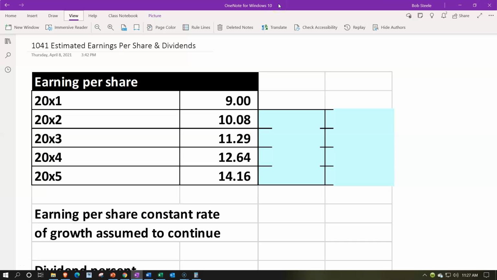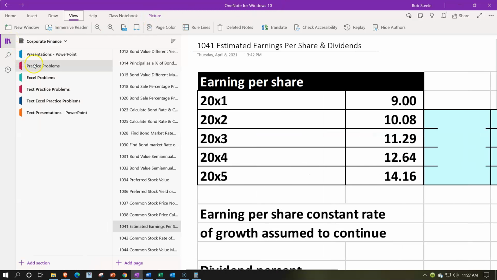If you have access to OneNote and would like to follow along, you're not required to, but if you would like to, we're going to be in the icon on the left-hand side. We're in the practice problems area, down in the 1041 estimated earnings per share and dividends tab.